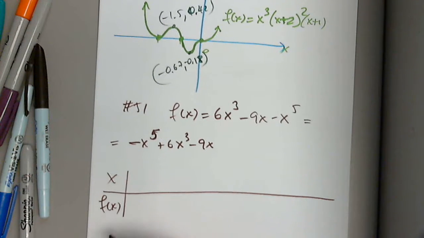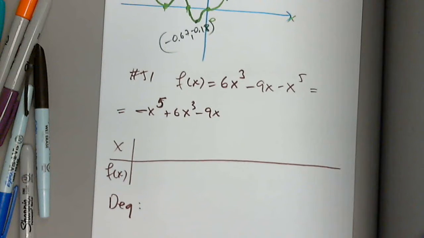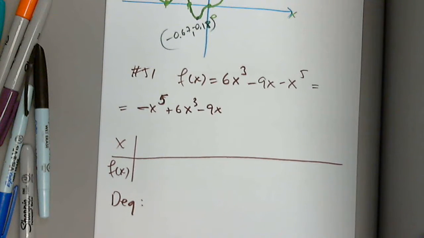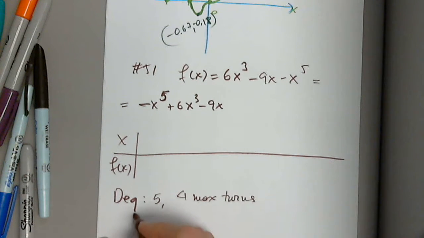But we will determine. If you want to jump to the degree, that's fine, but I still have to come back there. What is a degree? Good. How many maximum number of turns? 4 max turns. How many solutions?